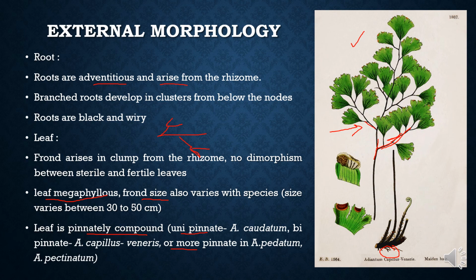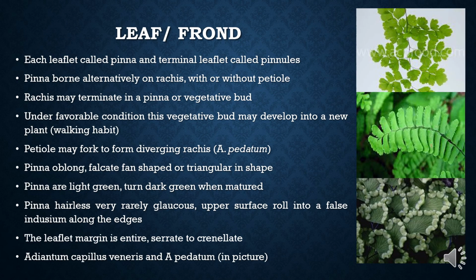And you note that these are the pinnules, and they have a petiole, that is, they are stalked. But in some species of Adiantum, this type of stalk is also absent. So each of these leaflets is called a pinna, and the very terminal leaflets are called pinnules, and they are borne alternately on the rachis.